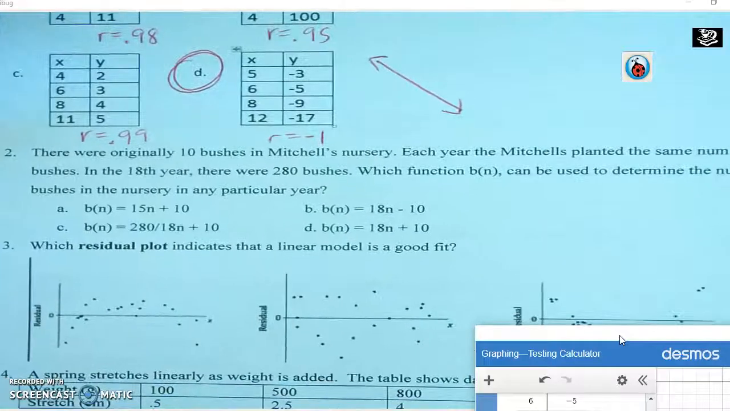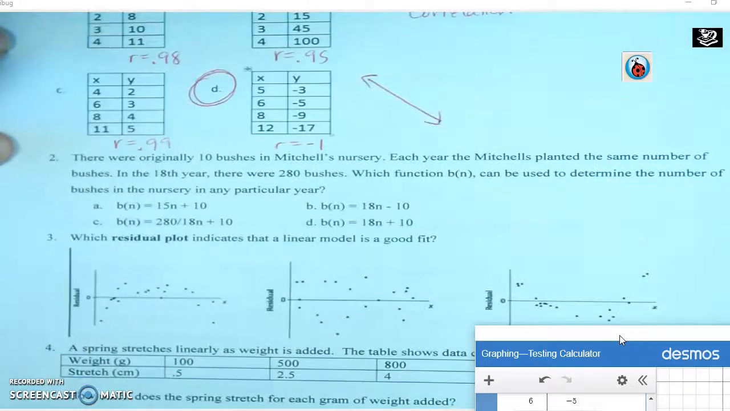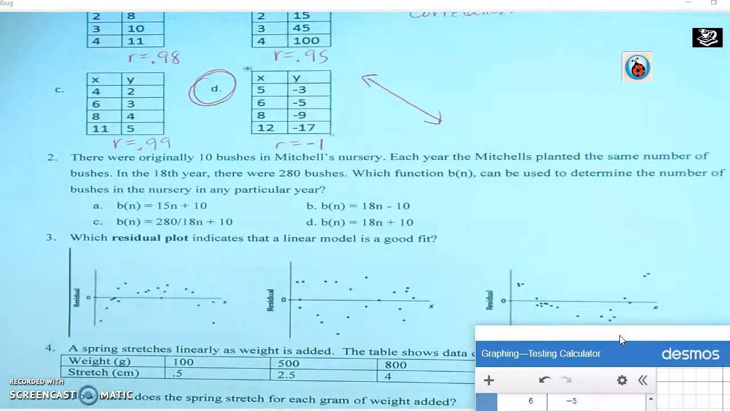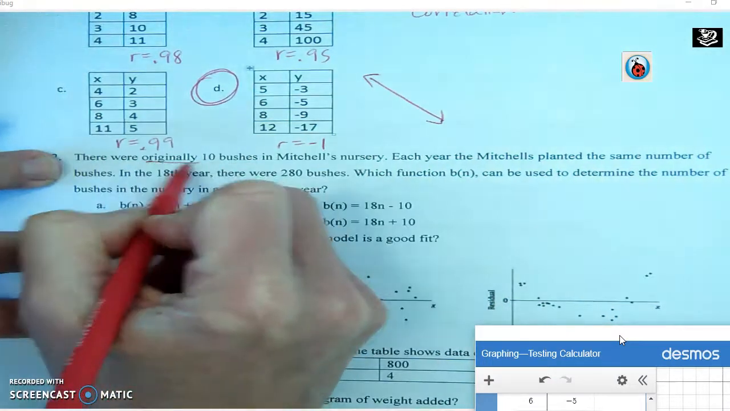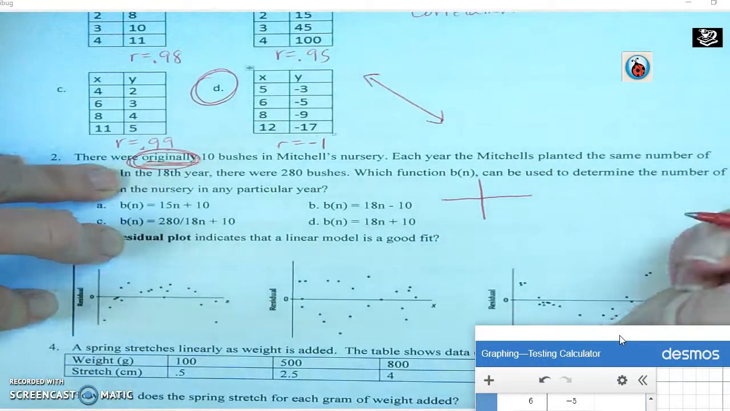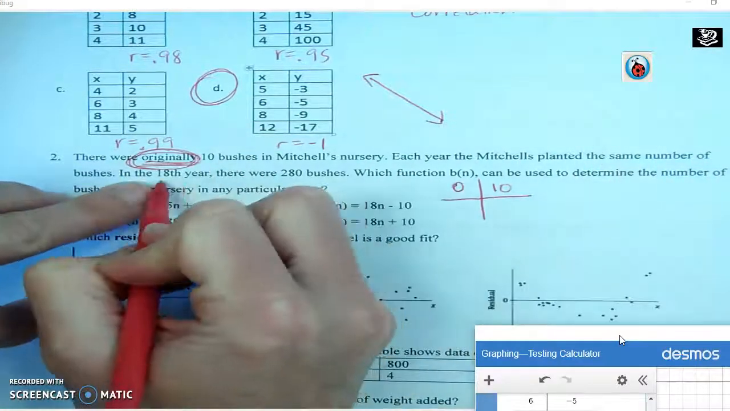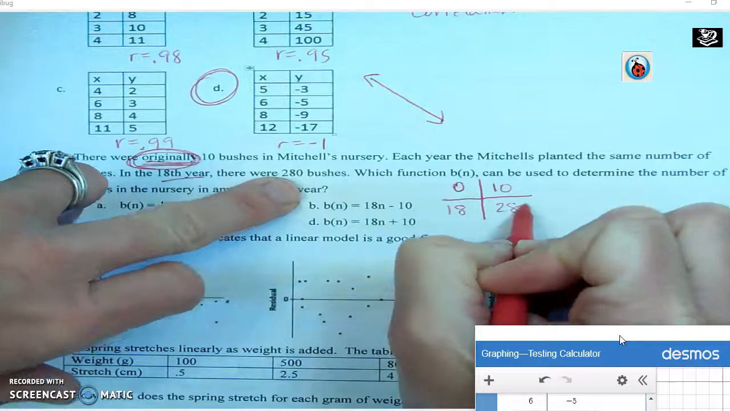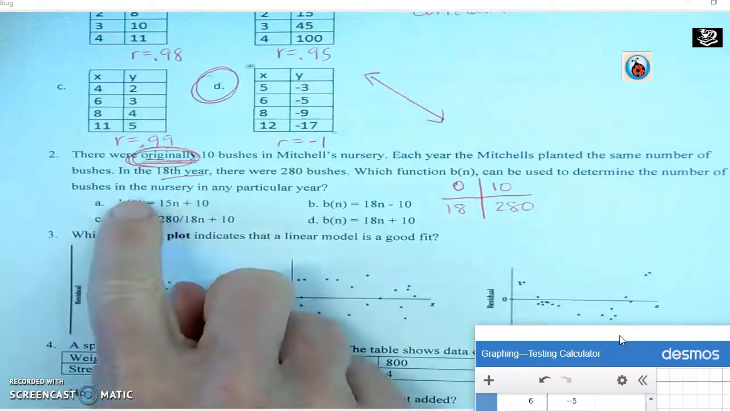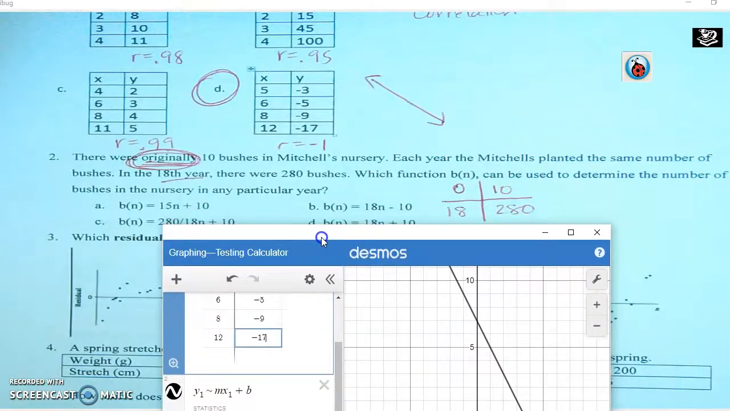Number 2, there were originally 10 bushes in Mitchell's nursery. Each year, the Mitchells planted the same number of bushes. In the 18th year, there were 280 bushes. Which function can be used to determine the number of bushes in the nursery in a particular year? Remember, when we see the word originally, that means the starting value. And what number goes with the starting value? 0. So it's 0 and 10. And then after 18 years, there were 280 bushes. And if you look at your answer choices, they just want the equation that you get from those numbers.